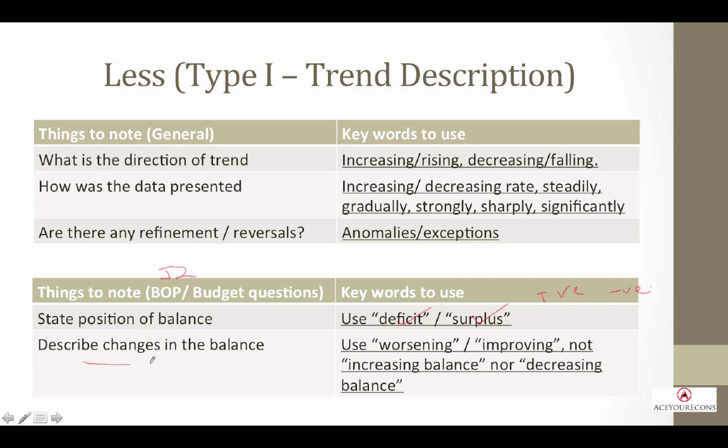And describe changes in the balance. You need to tell us that this is a worsening of your balance of payments, a worsening of your budget, or an improvement in your budget. You can't afford to use vague terms like increasing balance or decreasing balance. This does not make sense at all. This is specifically targeting BOP and budget kinds of questions.